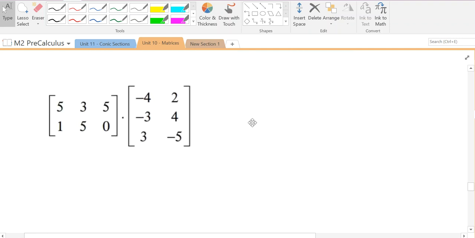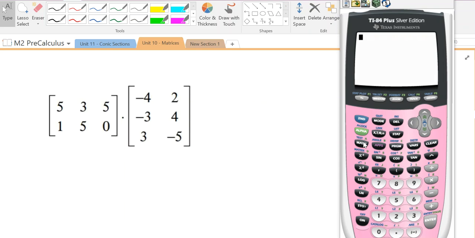All right, here's another one. You can use that to check your comprehension. All right, so second matrix. I have my 2 by 3, 5, 3, 5, 1, 5, 0. And I have my 3 by 2, 2, 4, 2, negative 3. Perfect. So I'm going to take this, multiply A by B.